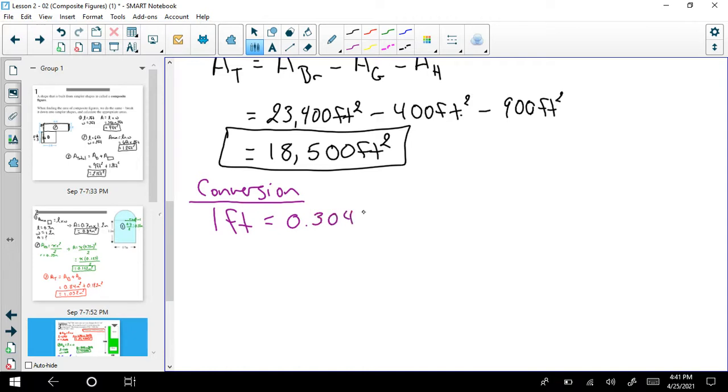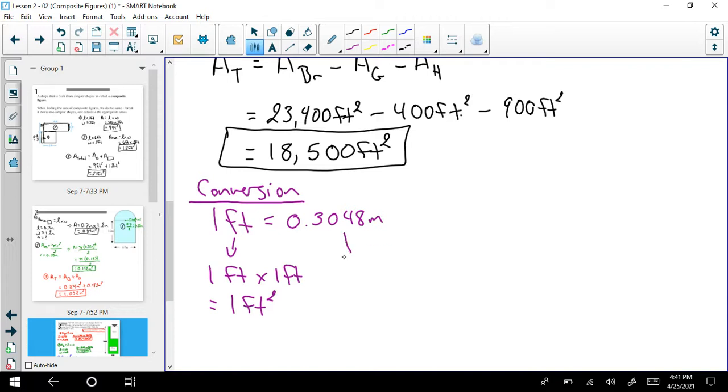0.3048 meters. Right? So that's the conversion I think that we have on our conversion chart. So for us to be able to get this into feet squared and meters squared, what we can do is take this and go 1 foot times 1 foot, which is going to give me 1 foot squared, right? Because feet times feet is going to give me 1 foot squared.